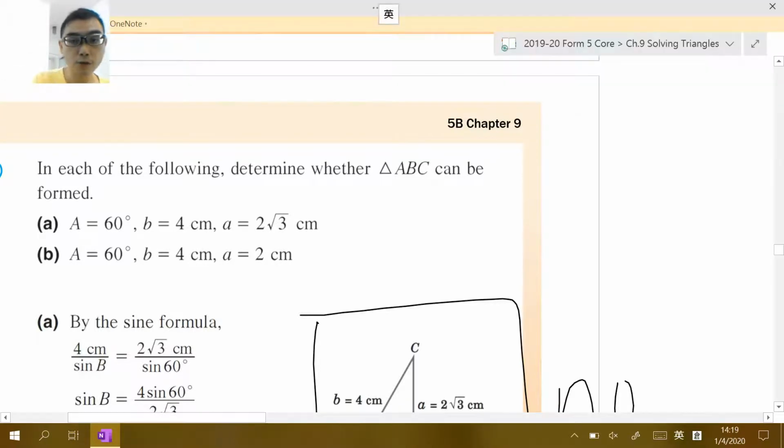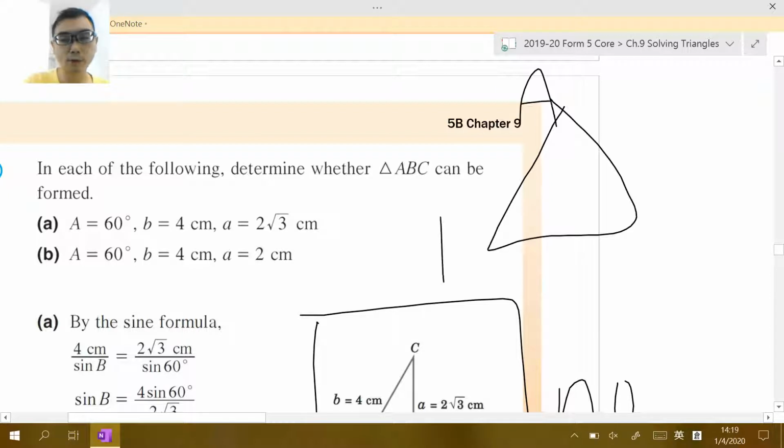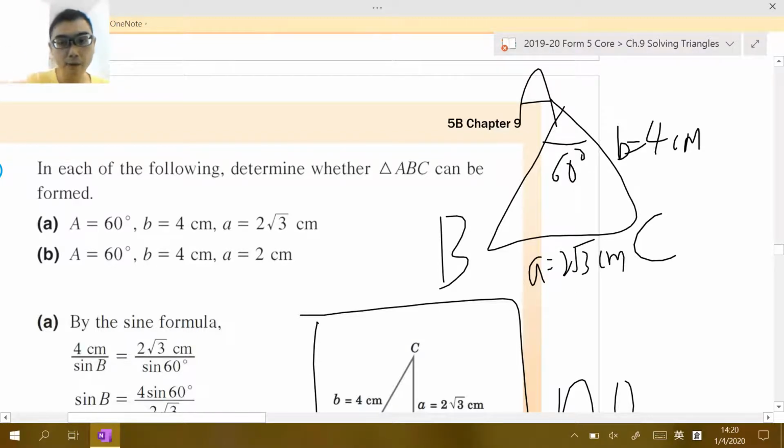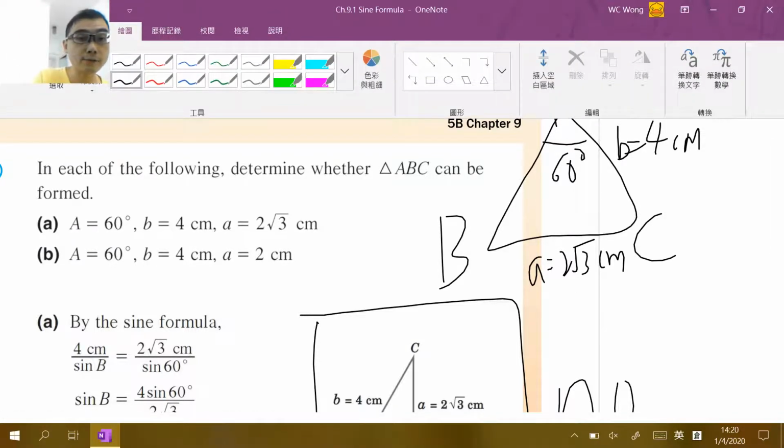Okay, which has a triangle. I just draw it randomly, because I don't know what the shape of the triangle is. For example, here. Now I know that the angle is 60 degrees, and side b, which is opposite to B here, is 4 cm. And then we say side a, which corresponds to here, is 2√3 cm. Now you have to solve the triangle.